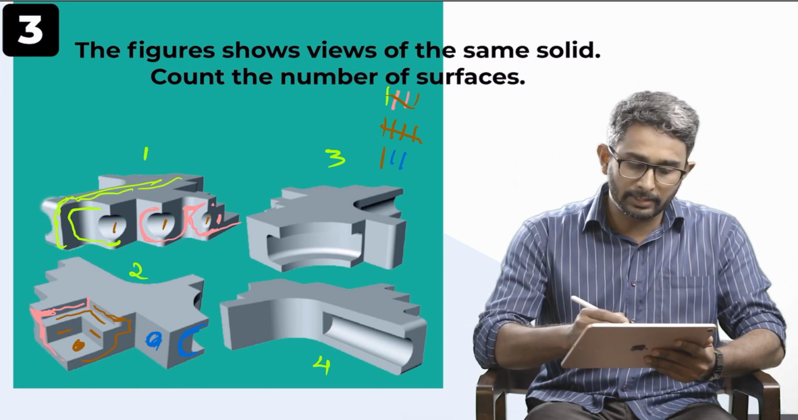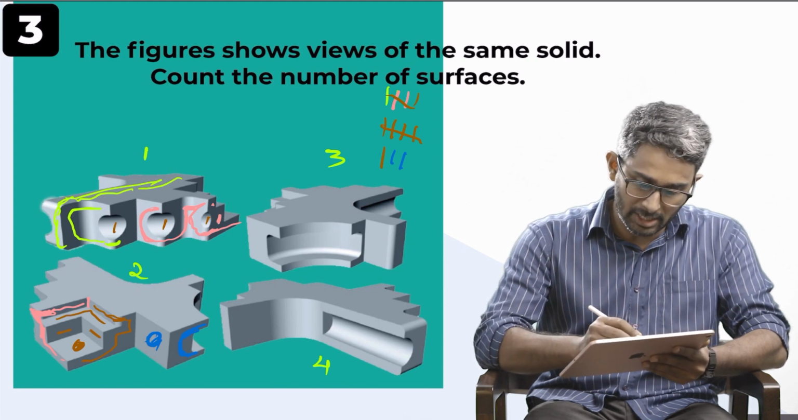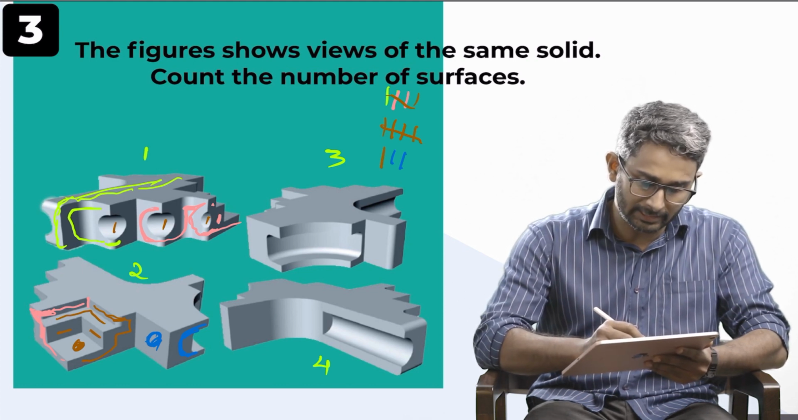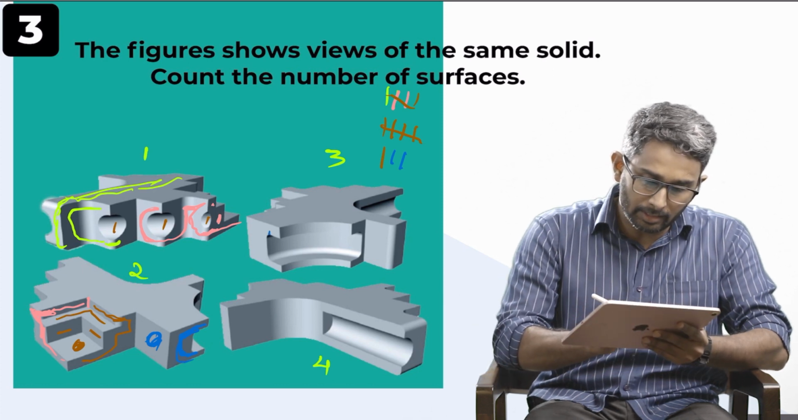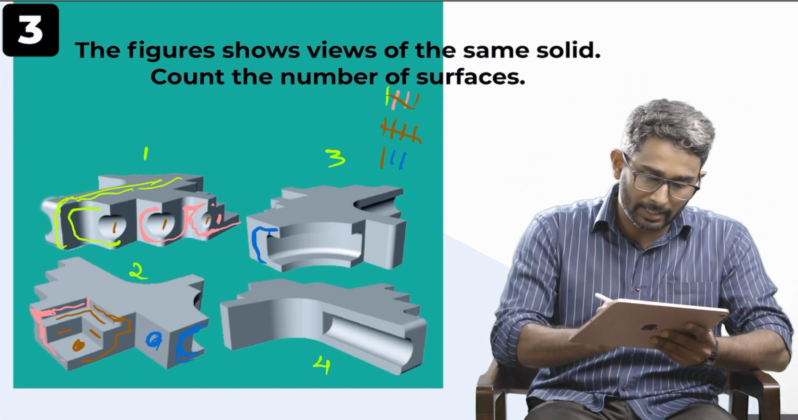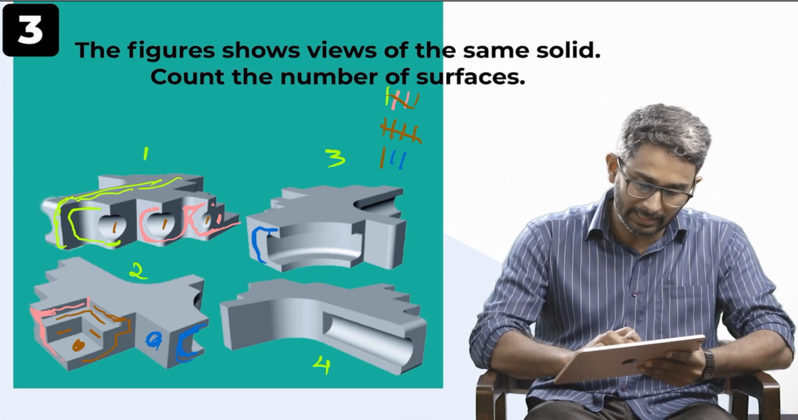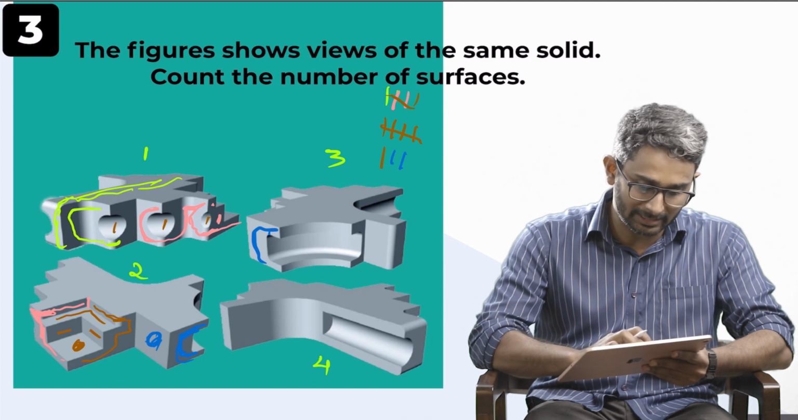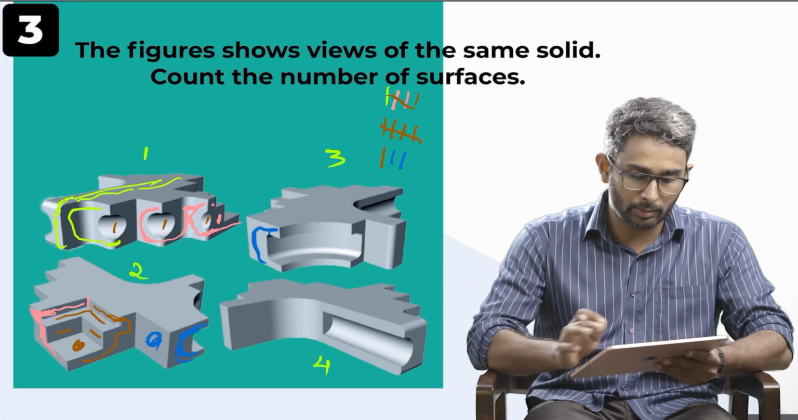Now let's move on to the third view of the same solid. So if you observe this C shape, the C shape in the second figure as well as the third view, both are the same. So you need not count it once more. This is the C shape in the third view, and the C shape in the second view, both are the same. So you need not count it twice.